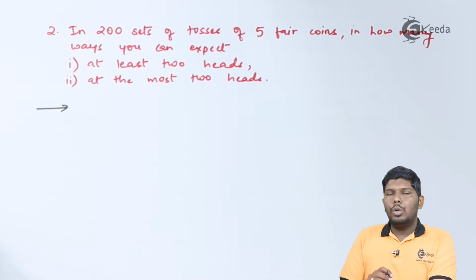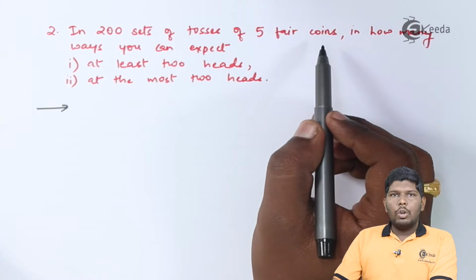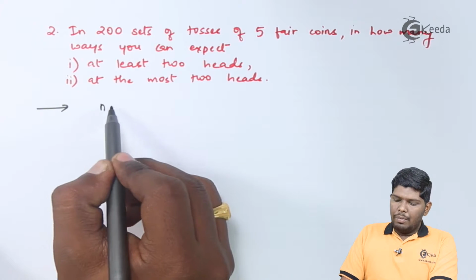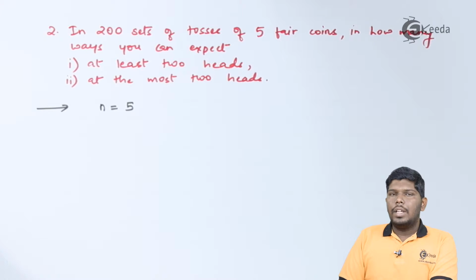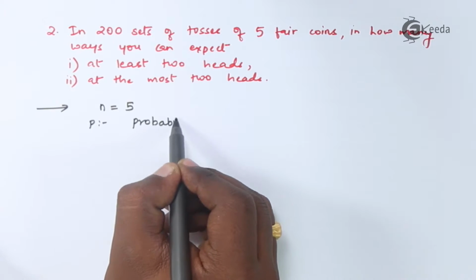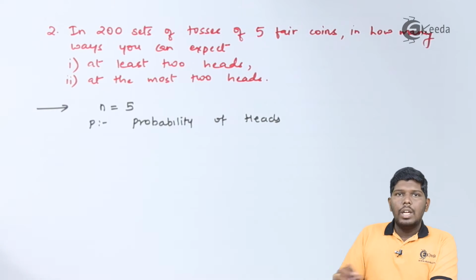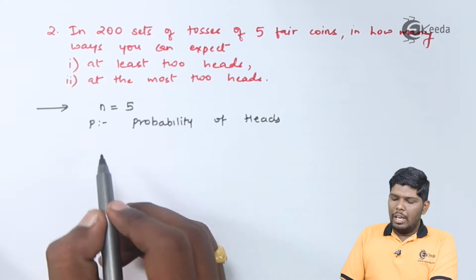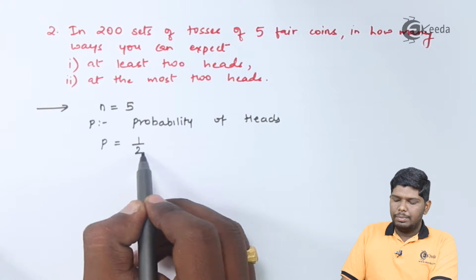So first, before using binomial distribution, we should understand what are the values of n, p, 1 minus p and r. N is basically the number of trials. Here you can see the total number of fair coins is equal to 5, so the number of trials will be equal to 5. After that, P is the probability of heads. In both the cases, the question is asked for heads. So if I say P stands for probability of heads, if I toss a coin once, the value of P will be equal to 1 by 2.